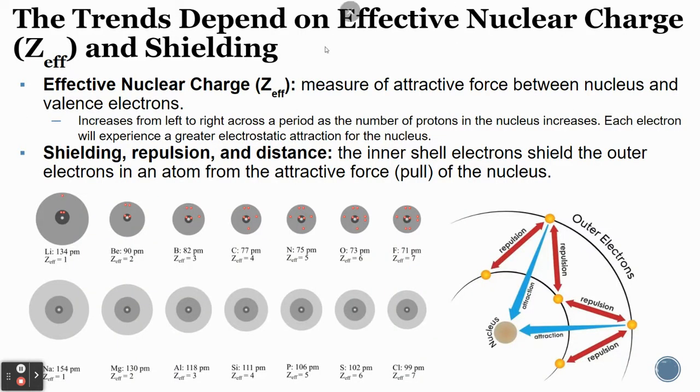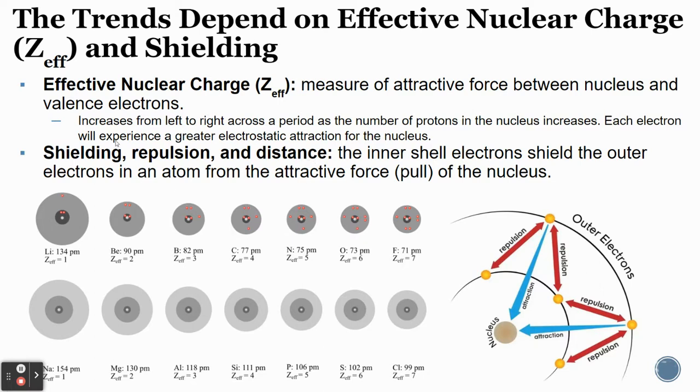So we have to explain why these trends exist. And so there's two main factors that explain periodic trends. And what we're going to do is we're going to take a look at each trend individually. We're going to state what the trend is, for example, this gets bigger from left to right, but we'll explain why that trend exists by using the concepts of effective nuclear charge, which is abbreviated Zeff, and then also shielding, repulsion, and distance.